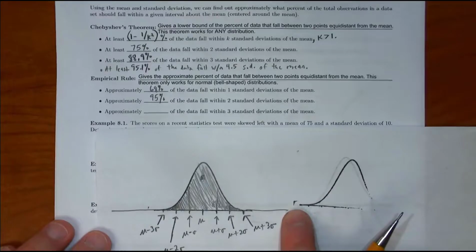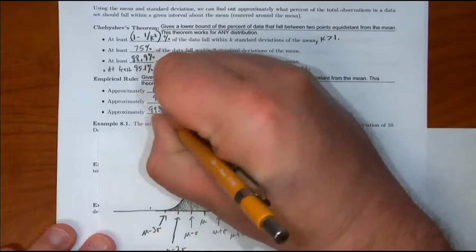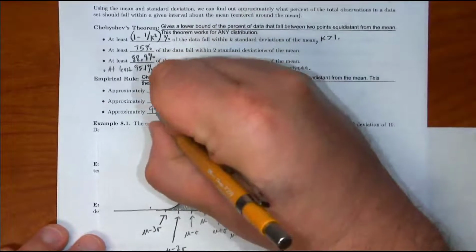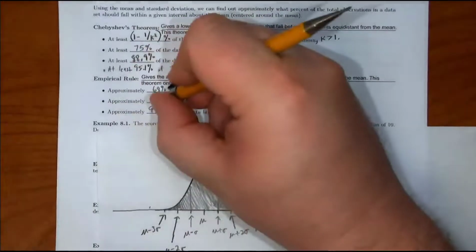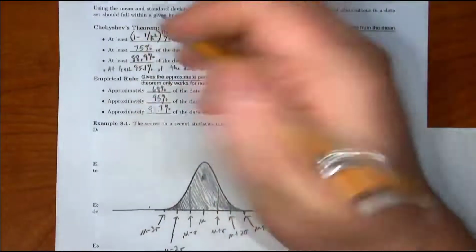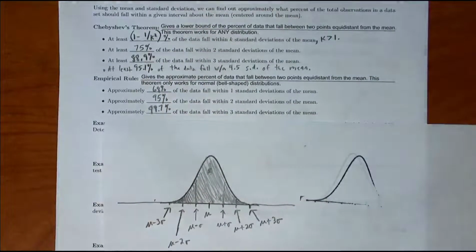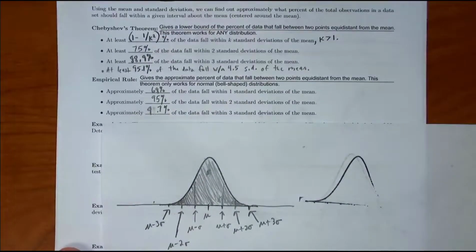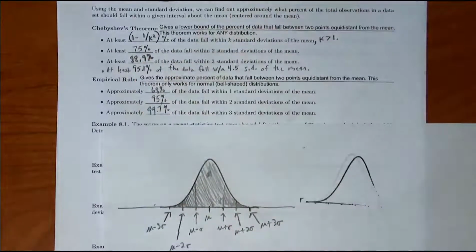What the empirical rule says, though, is you've shaded about 99.7%. If you look 3 standard deviations to the left and to the right, you're going to have approximately 99.7% of the data. Okay? That's the empirical rule.